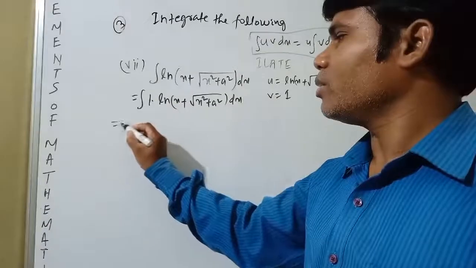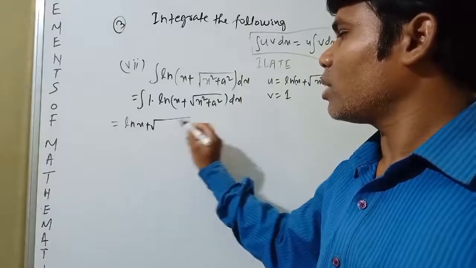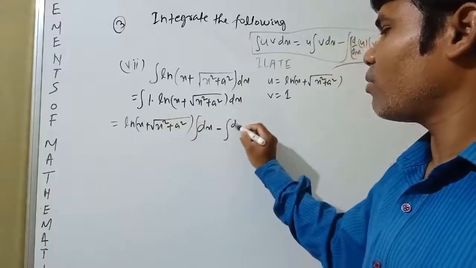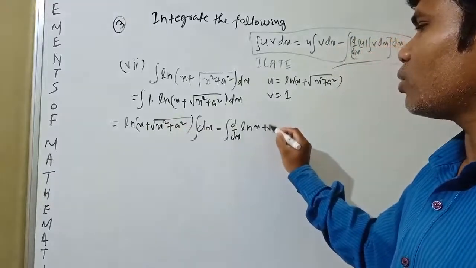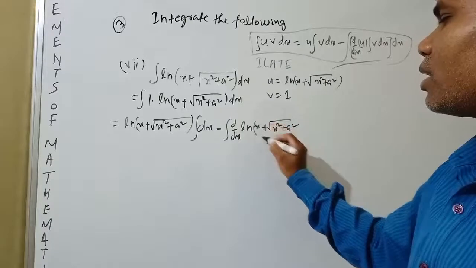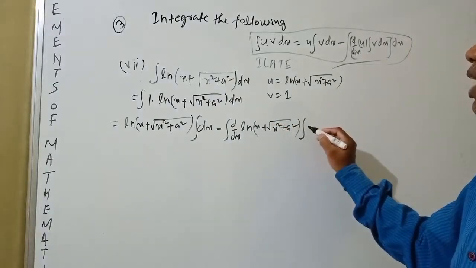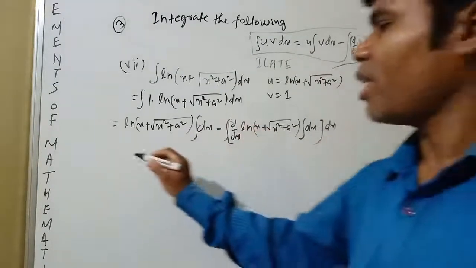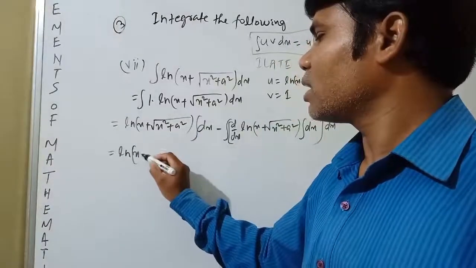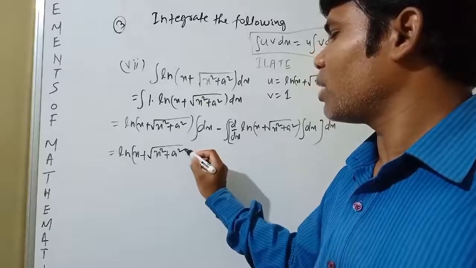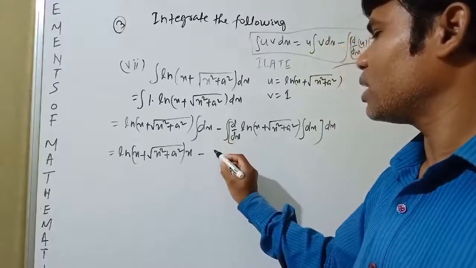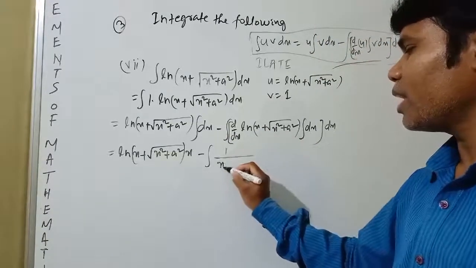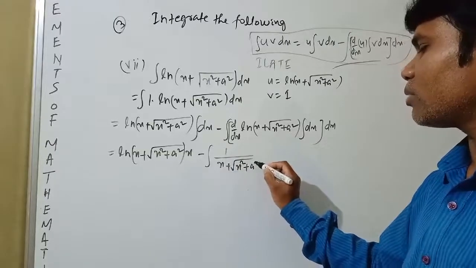So integrating it, we get ln(x + root over x square plus a square) times the integration of 1 dx, that is only x, minus the integration of the derivative of ln(x + root over x square plus a square), that is 1 by x plus root over x square plus a square.